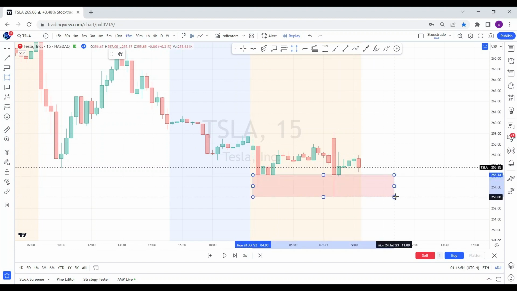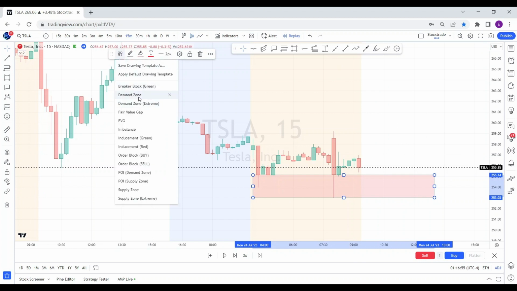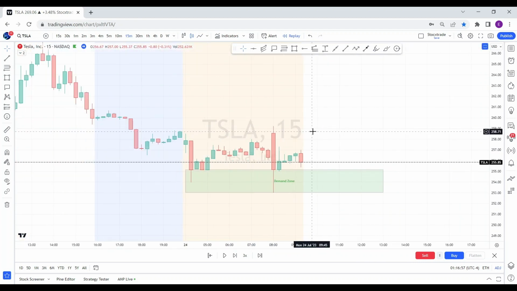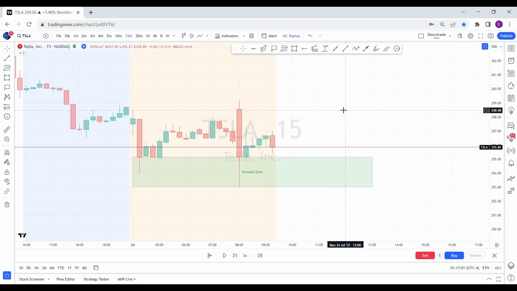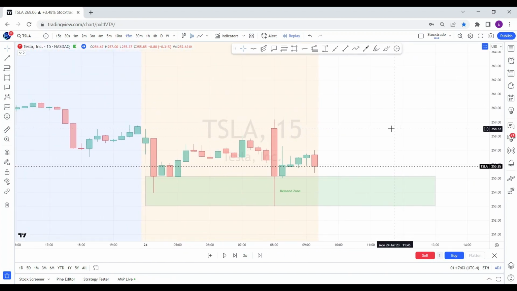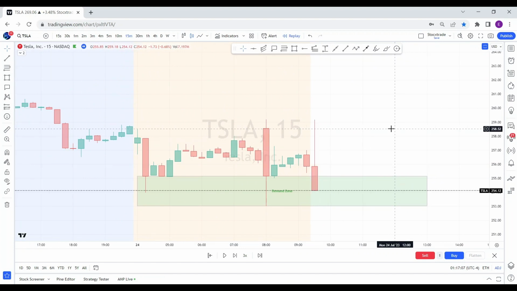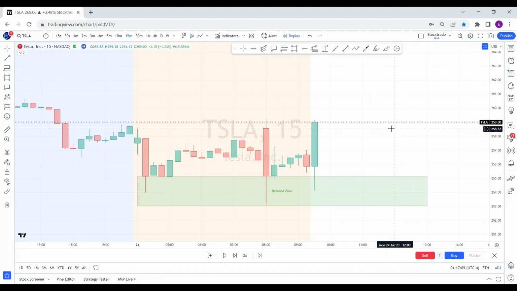So this is your 15 minutes demand zone, and once the price comes into this demand zone, then you need to wait for the change of character. Okay, simple as this. So let's see. Okay, the price entered the demand zone, and at the same moment price went above.